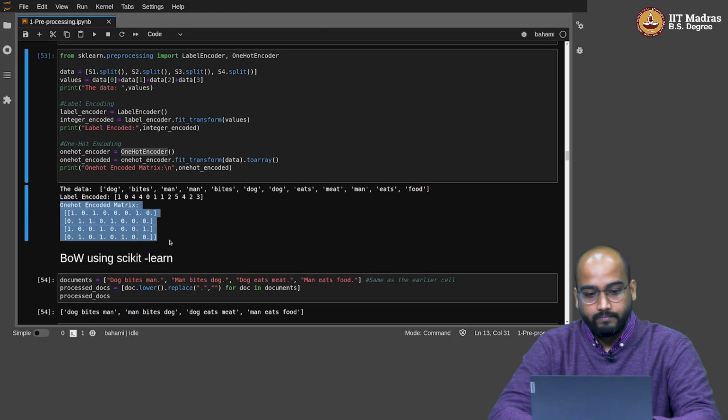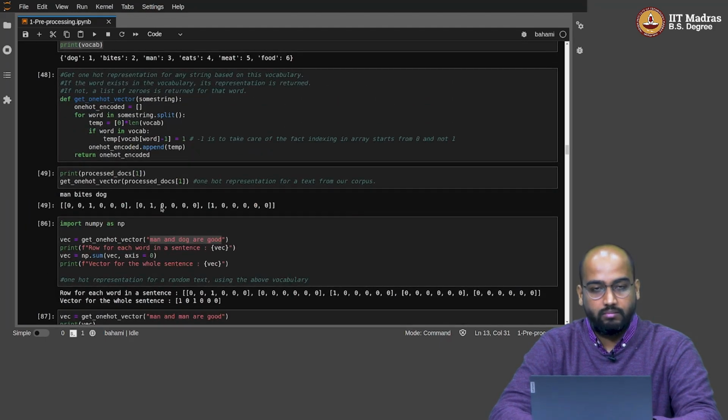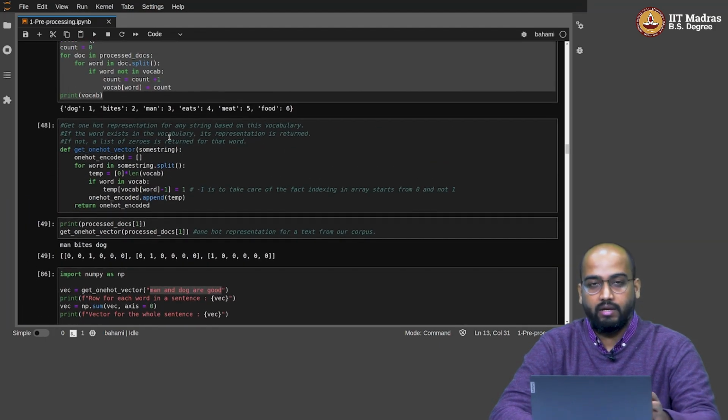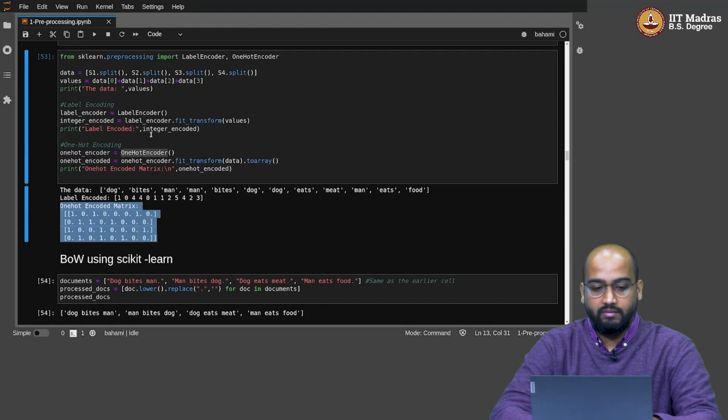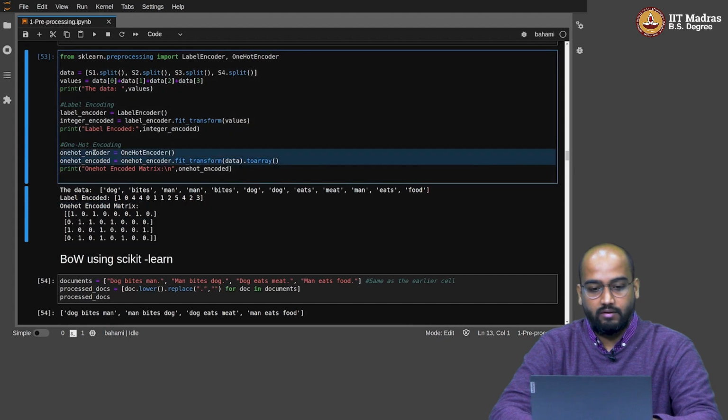Quite simple. So what you were doing above was writing a lot of pieces of code, counting the vocabulary, and then writing a function to create a one hot vector. Your life is made easy by using Scikit-learn and this particular function.